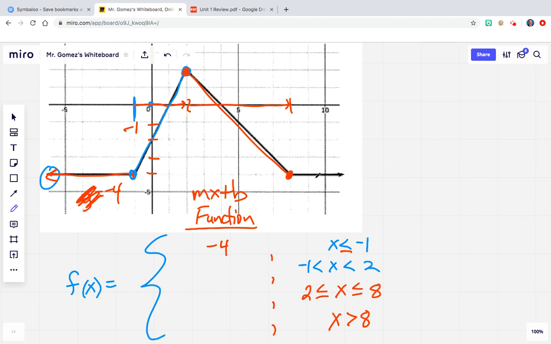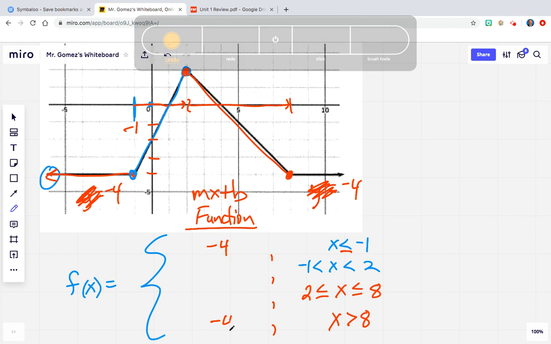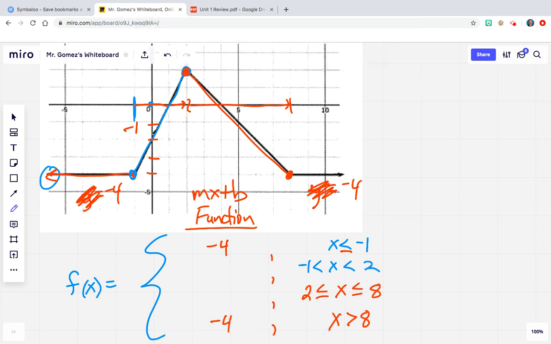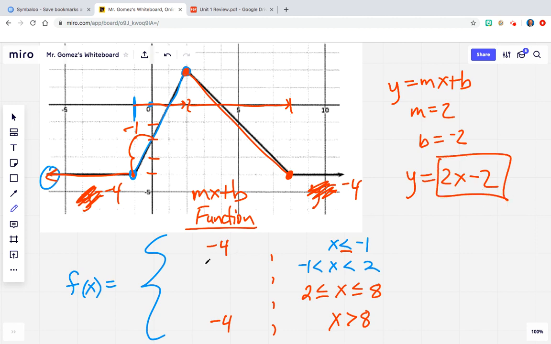This last piece is again y equals -4, but I'm not going to write y equals because that's what this is already accounting for. I'm going to have another -4 for the fourth function. Now I've got to figure out what these two functions are in y equals mx plus b form, and I am done. So let's look at the slope. Up 2 over 1, so the slope is 2. And notice this y-intercept is at -2. So this one's easy because I can just write m is 2 and b is -2. So this is my equation for the second piece, 2x minus 2.